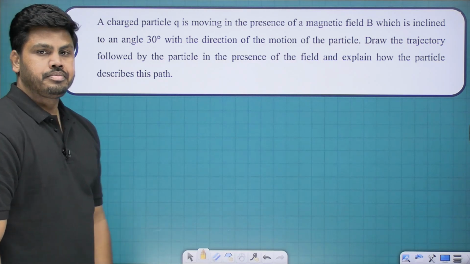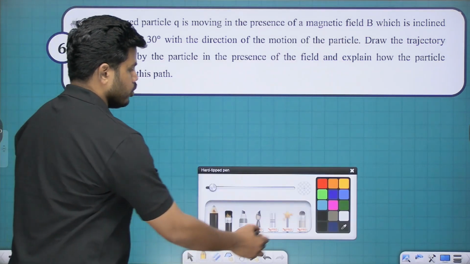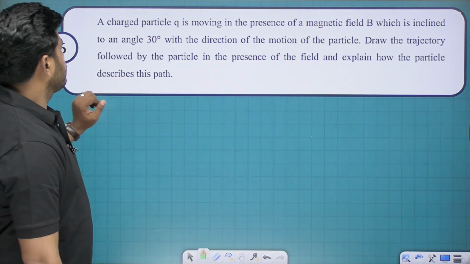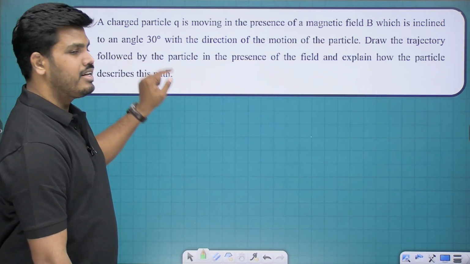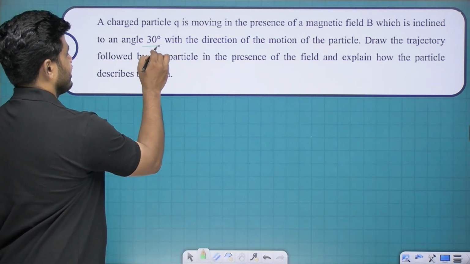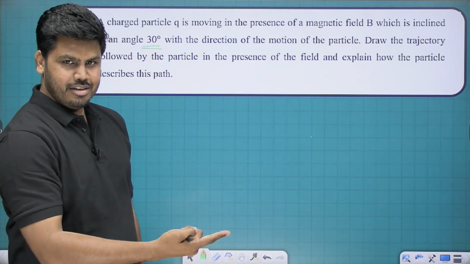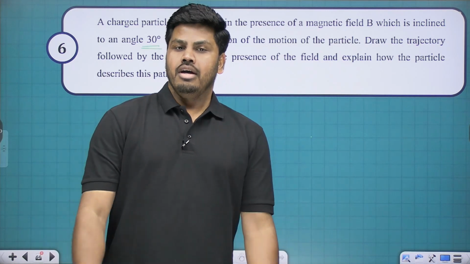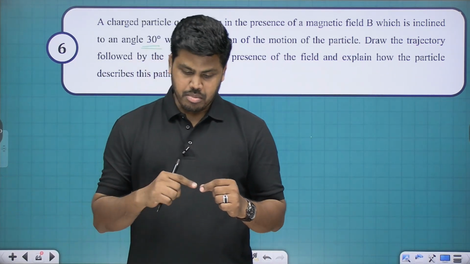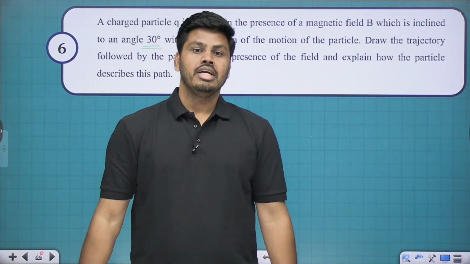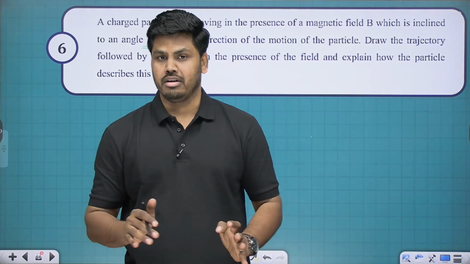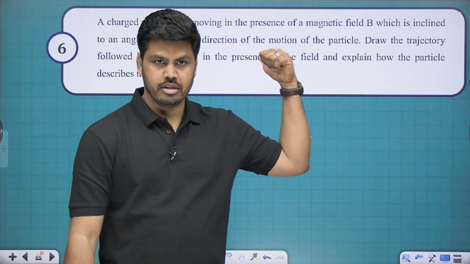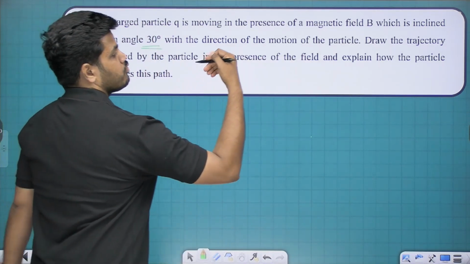Question number 6. A charged particle Q is moving in the presence of a magnetic field B which is inclined at an angle of 30 degrees with the direction of motion of the particle. Case 1, theta is equal to 0 or 180, it goes undeflected. Case 2, theta is equal to 90 degrees, the particle goes along a circular path. Case 3, any other angle other than 0, 180 and 90. 30 degrees comes in the third case.